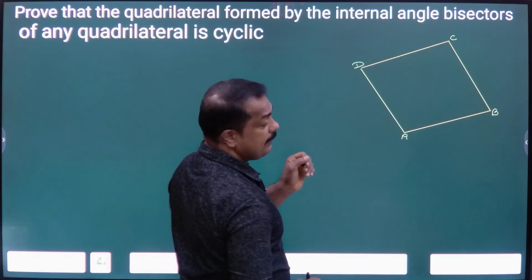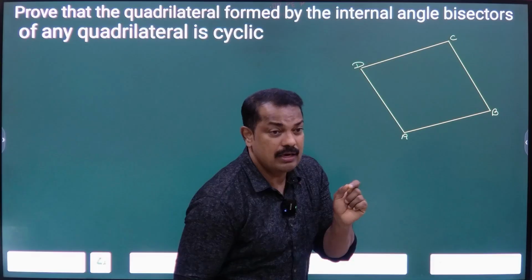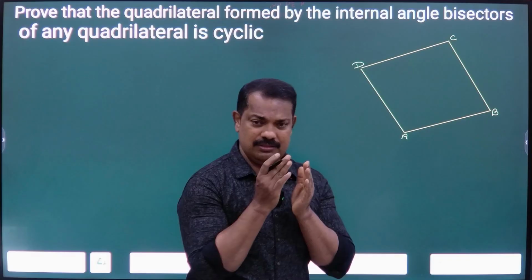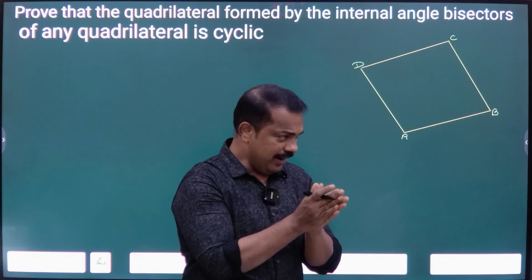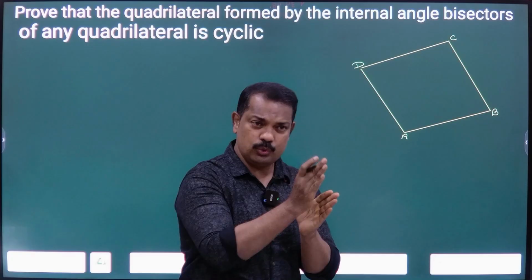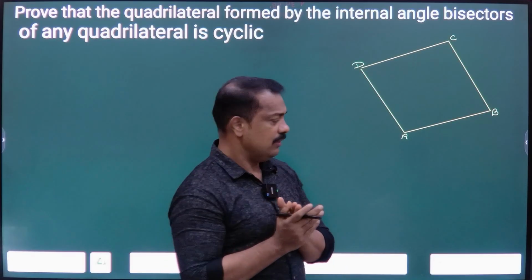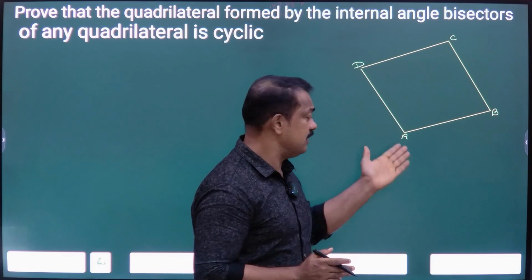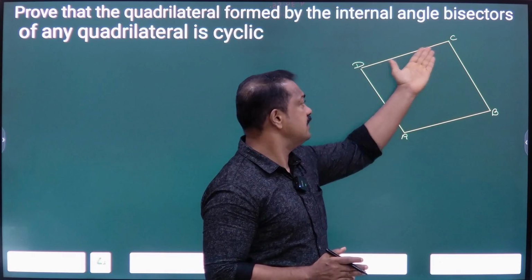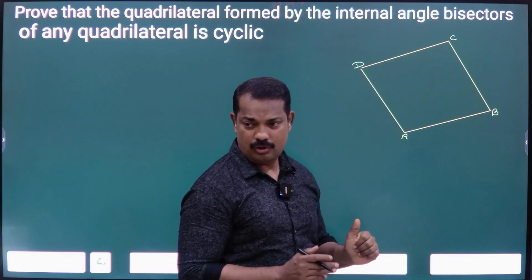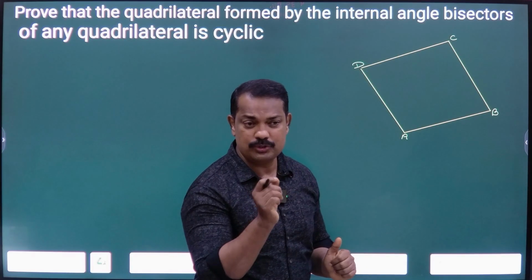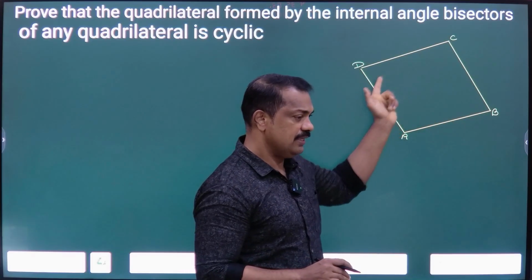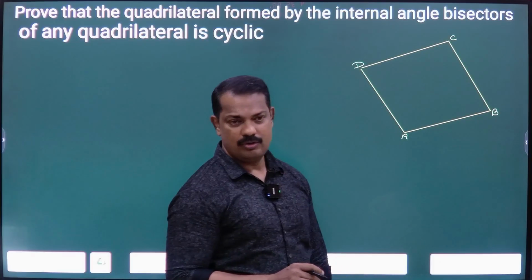Now draw the internal angle bisectors. What is the meaning of angle bisector? The line that divides an angle into two equal parts. Which angles? Internal angles. What are internal angles? A, B, C, D. So how many internal angle bisectors do you want to draw? Four. Four angles.